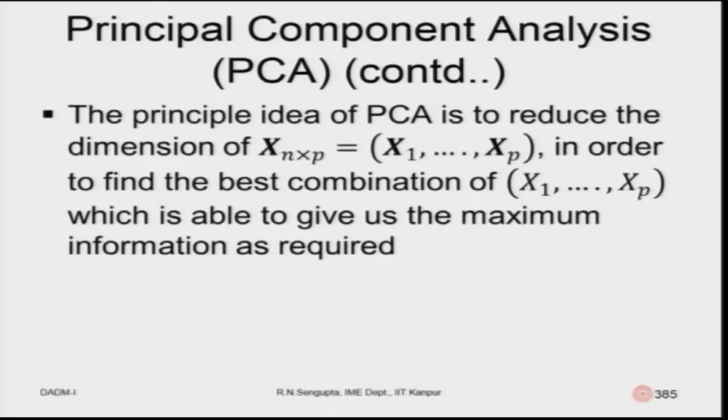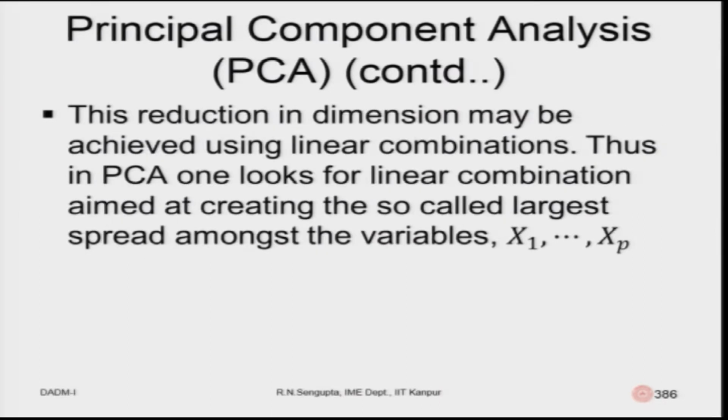Now, we want to find out the best combinations of them, that means we want to combine them in such a way that they will give us the maximum information required, depending on the dependent structure. This reduction in dimension or dimensionality may be achieved using linear combinations. We are considering linear combinations of these random variables only, no non-linear combinations.